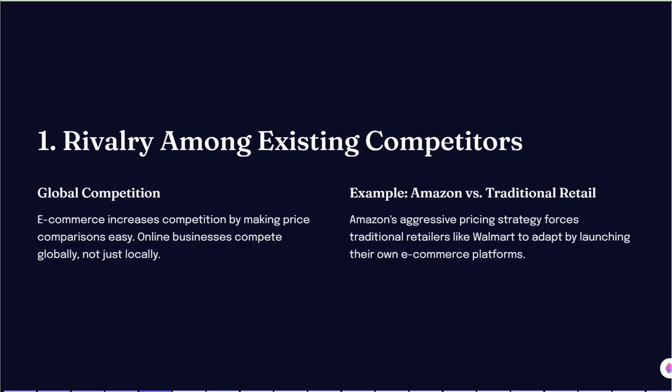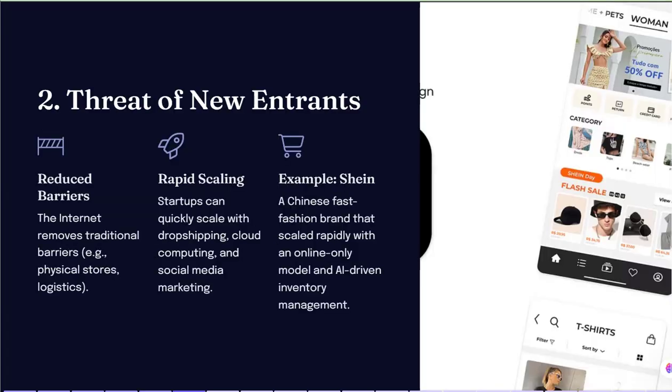So, rivalry among existing competitors is important, right? Enabled by e-commerce, companies change their strategy, change the way they do business. And now we look at number 2, threat of new entrants. Reduced barriers, rapid scaling, and for example, Shein, right? We can look at that in detail now.